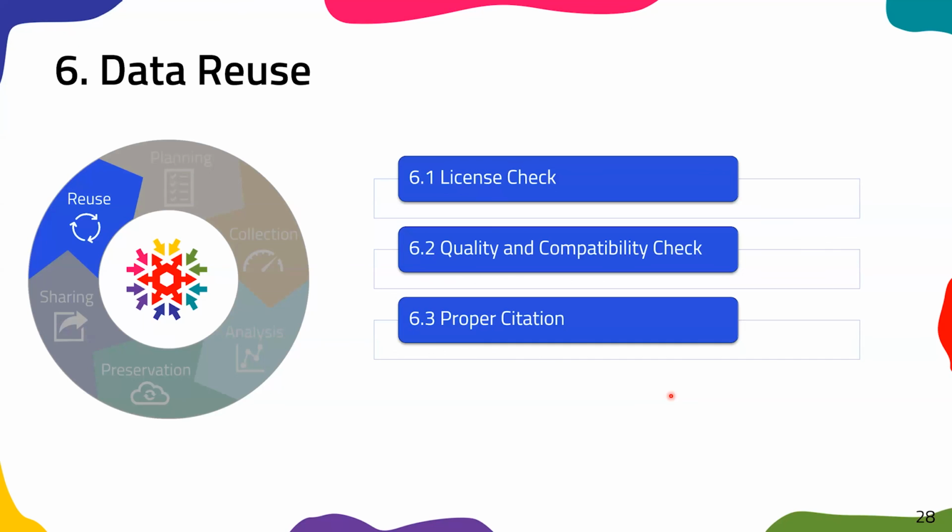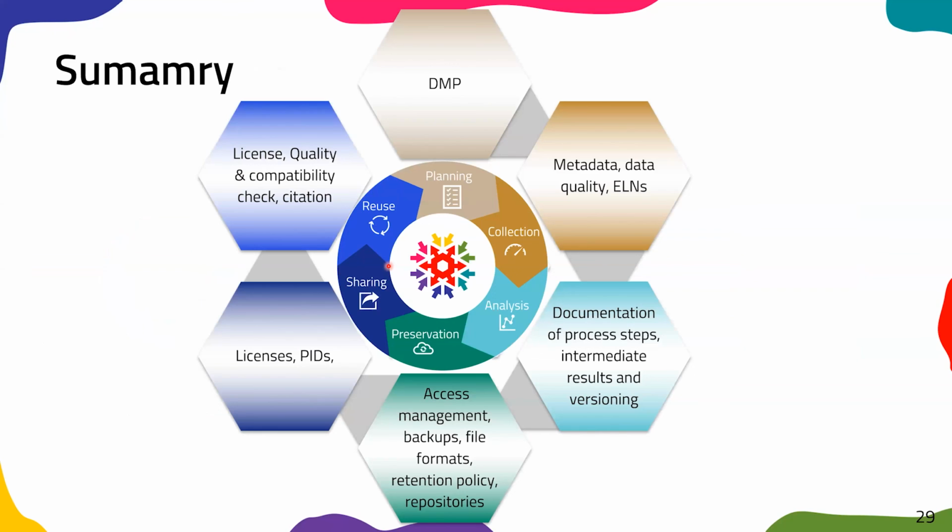And finally, there are three best practices for data reuse, which are: always check for the license, see if you're able to use those data or not. Check if the data is compatible with the other data that you're using, and if the quality meets what you require or not. And always cite properly. With this, I get to the summary of this part of the tutorial.